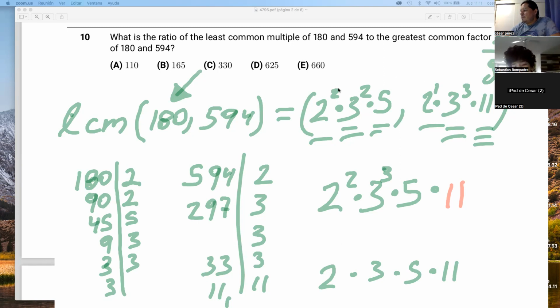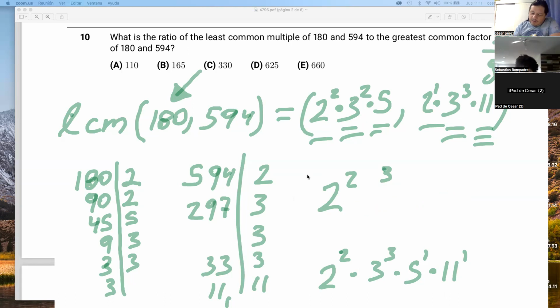Okay? So 2 to the second power, 3 to the third power, 5, times 11. Okay? This is the way for finding the least common multiple. Okay? There are more multiples. There are more common multiples. Hay más múltiplos comunes, but they are bigger. So we are finding the least, the lower, the smaller. Okay?